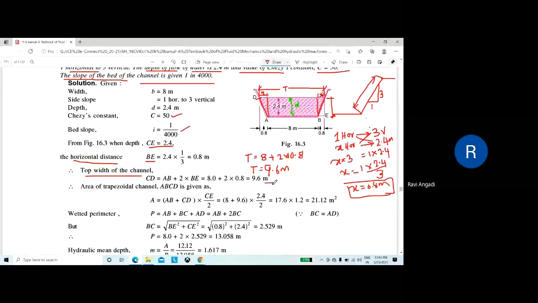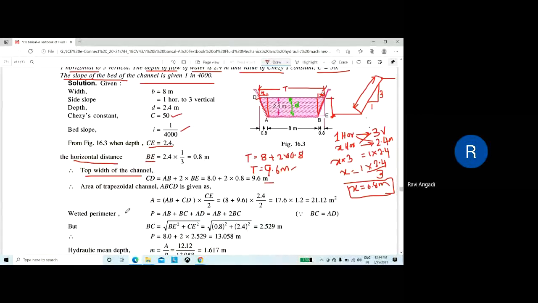Already it is calculated here, but you have to understand how it has come. Okay, for that purpose I have taken this all. So based on the side slope, you need to calculate the base of the triangle here. Once you get the base of the triangle, it is easy to calculate the top width of the trapezium. Okay, so after calculating this top width, then you calculate the area of the trapezium.